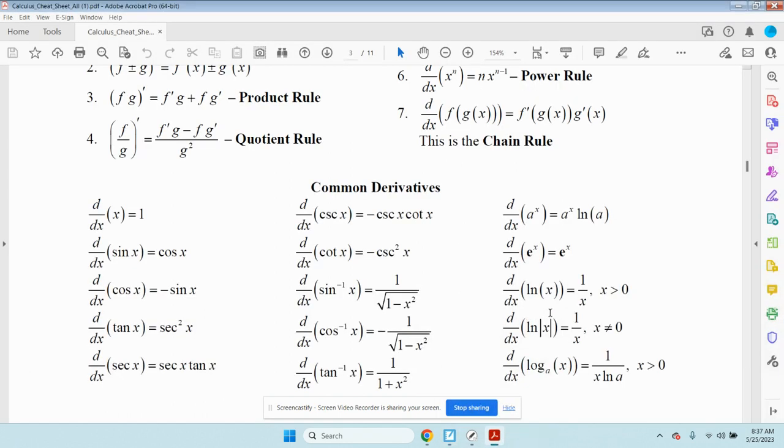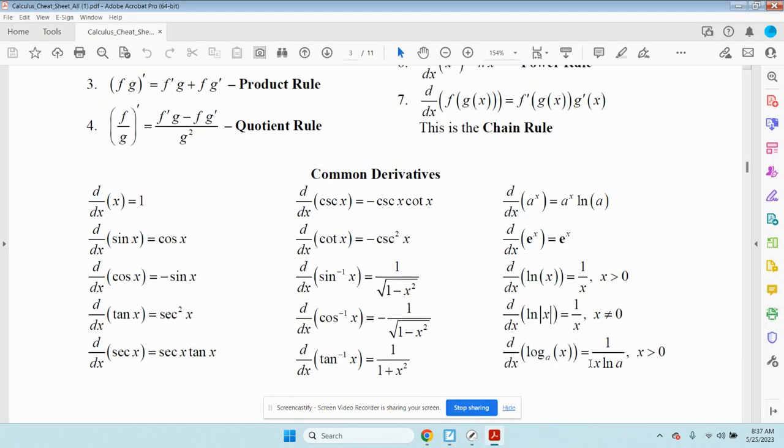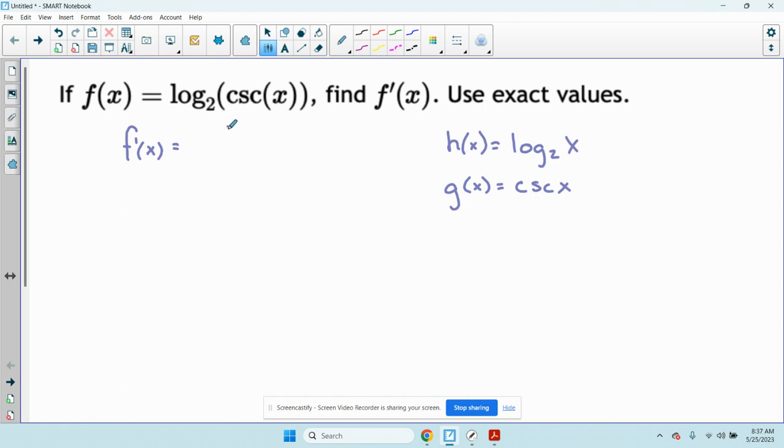So differentiate a log, it's down here. It's just going to be 1 over the thing the log is of times the ln of the base. So this is going to be 1 over x, which in this case is cosecant x, times the ln of the base. I can write it like this, times ln of 2. That's the derivative of the outside, leaving the inside the way it is, multiplied by the derivative of the inside.